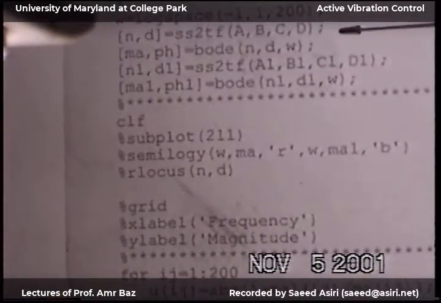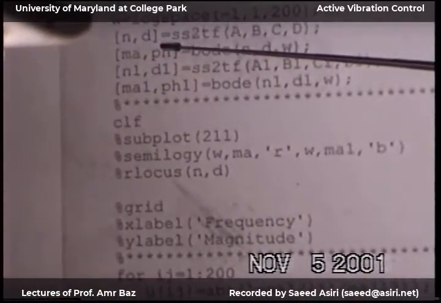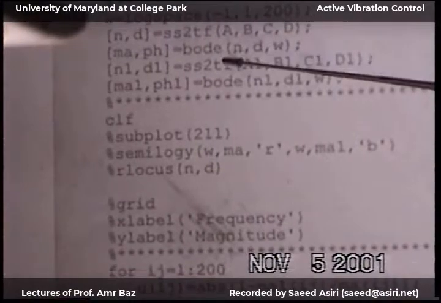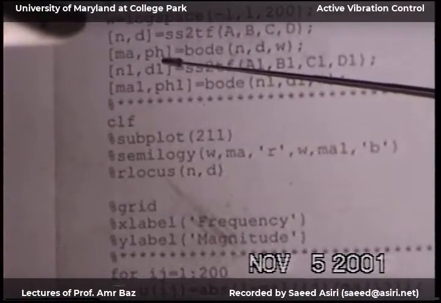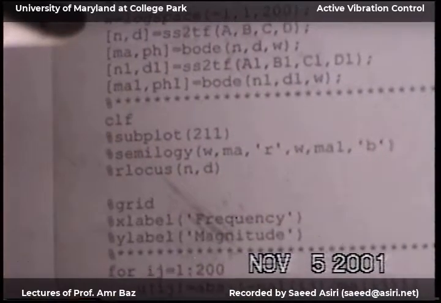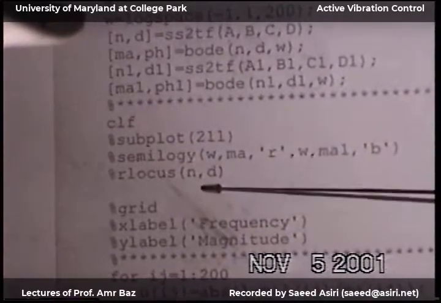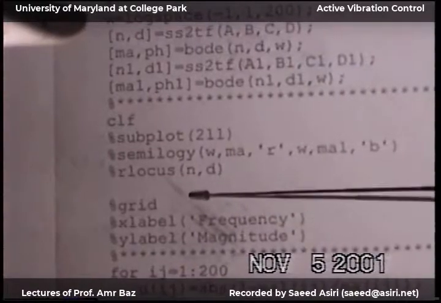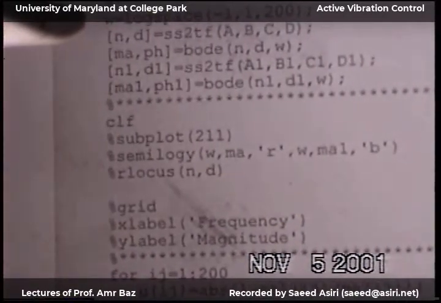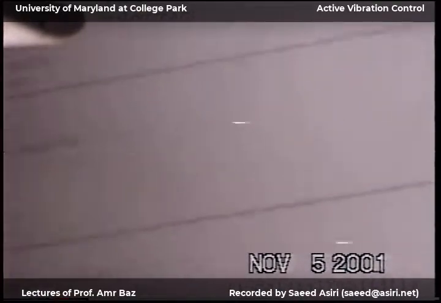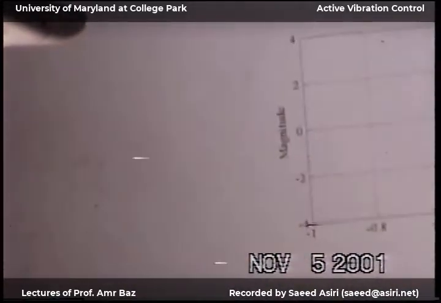So we have the A, B, C, D matrices. I can generate the numerator and the denominator, take them, put them in the Bode diagram for any frequency range, and generate the magnitude and phase angle. Okay, and then for the root locus, I need only the numerator and the denominator for either one of the two cases. And then I plot these. The important thing is this diagram.